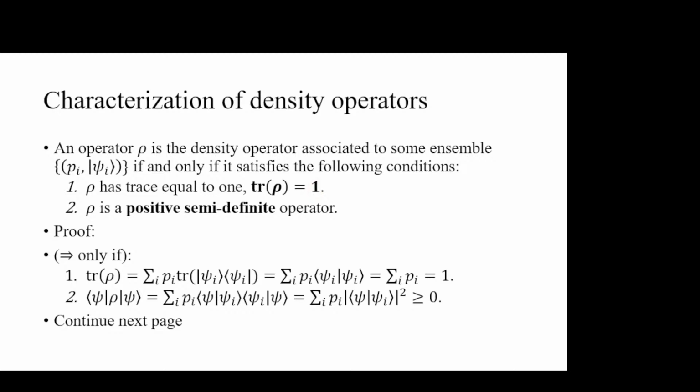So rho is PSD, which means rho can be written as summation over i of lambda i, psi i, and so PSD means that all the lambda i's are positive real, positive semi-definite. And trace rho equal to 1 means summation over i of lambda i equals 1. Okay.